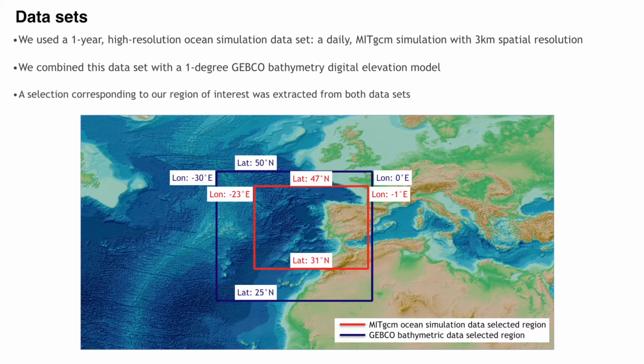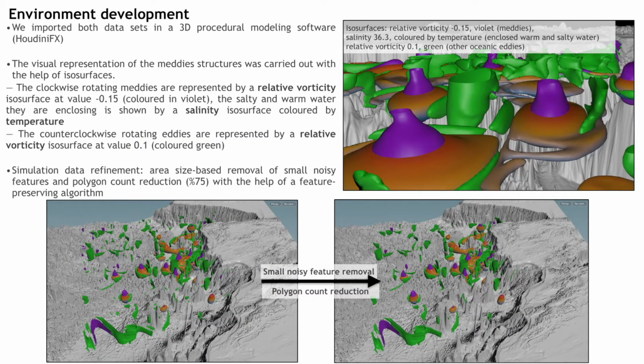We used the high-resolution MIT GCM ocean simulation dataset and combined it with the GAPCO bathymetry digital elevation model. We extracted from both datasets a region of interest with the respective selections illustrated in this image. We pre-processed both datasets in a 3D procedural modeling software. The visual representation of the MEDI structures was carried out with the help of isosurfaces.